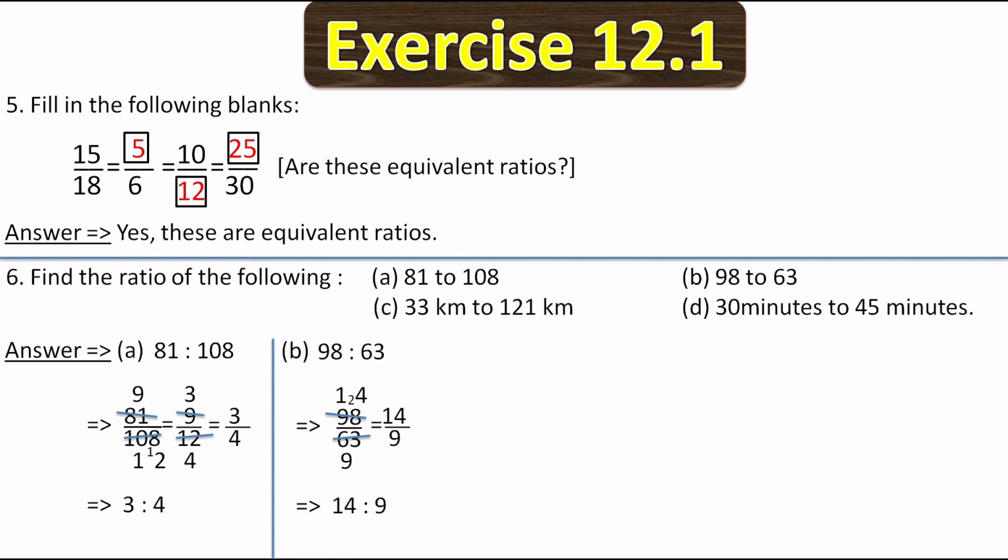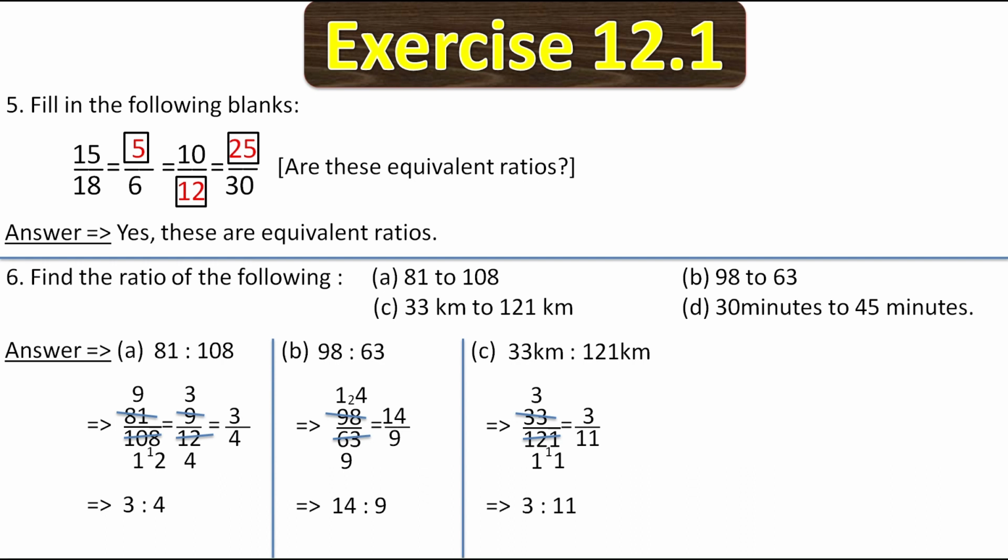Now we have the C1, that is 33 kilometer is to 121 kilometer. Let's divide them. 33 upon 121. 11 3s are 33 and here 11 1s are 11, 1 remains, 11 1s are 11 again. So 3 upon 11 we got the fraction which is in the simplest form. Therefore the ratio of it is 3 is to 11.